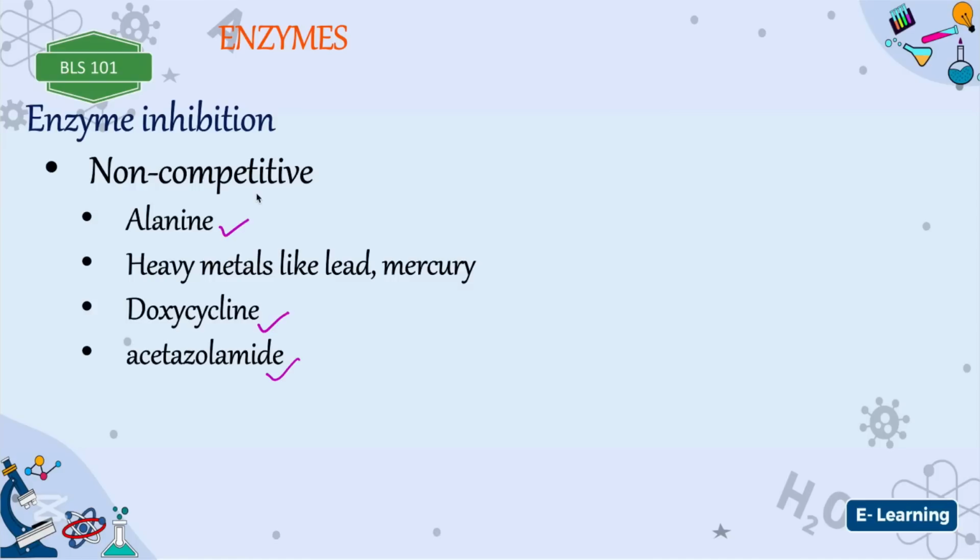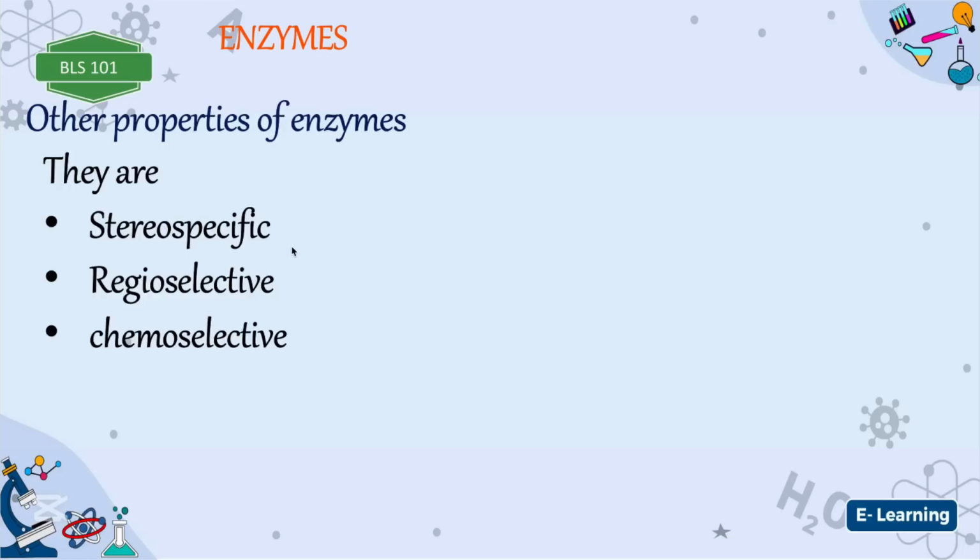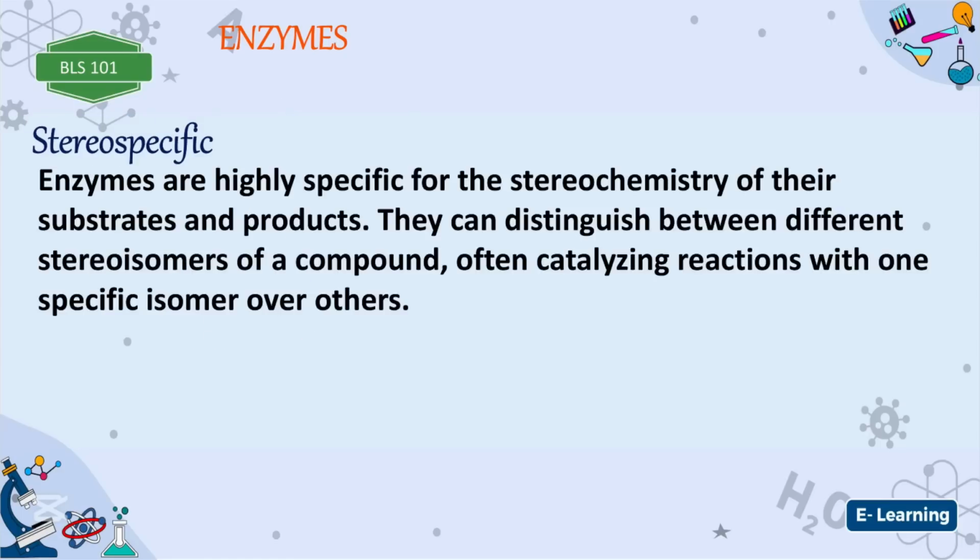That means they don't bind directly to the active site of the enzyme. Now, other properties of enzymes are they are stereospecific, they are regioselective, and they are chemoselective. Stereospecific. Now, let's take them one by one. Enzymes are highly specific for the stereochemistry of their substrate and product. They can distinguish between different stereoisomers of a compound, often catalyzing reaction with one specific isomer over another.